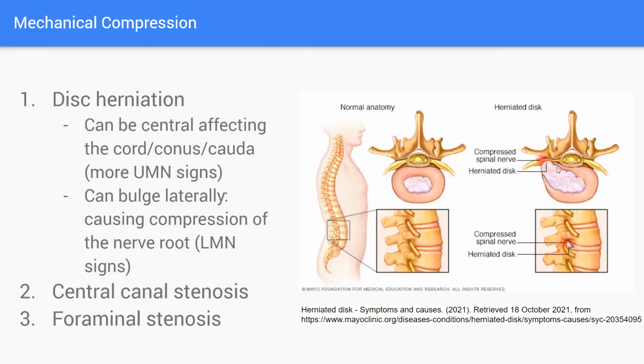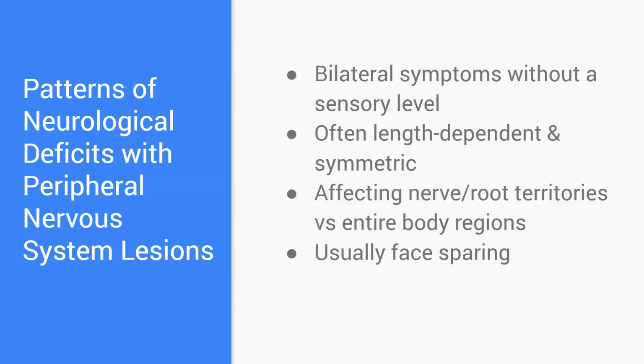So here is an image of how a herniated disc can bulge out laterally and compress the spinal nerve, leading to more of a peripheral nervous system picture rather than central. So now moving, as I mentioned, more peripherally, these are the things you can look for in peripheral nervous system lesions, or that would point you in that direction.